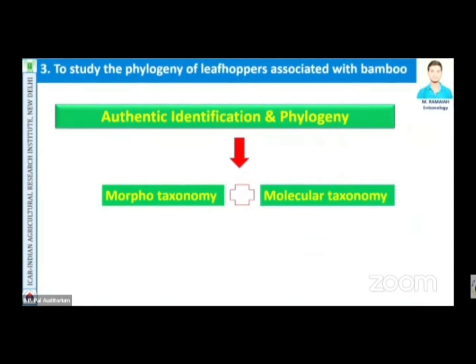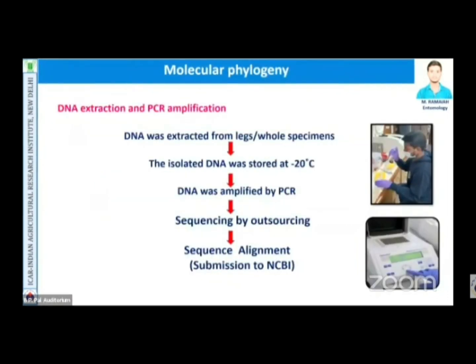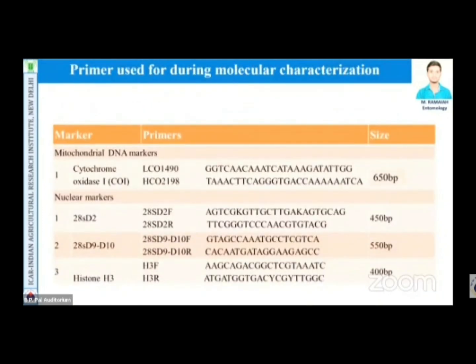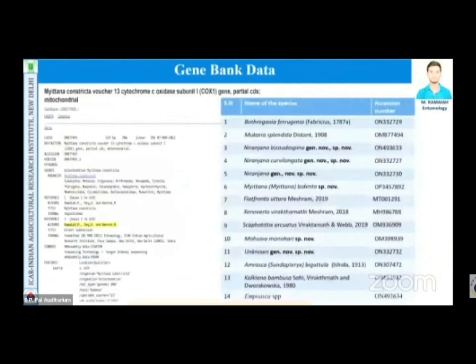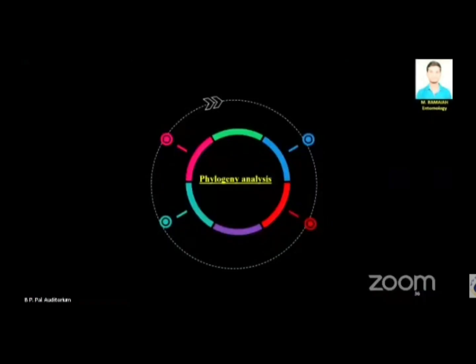For authentic identification, as well as to see the evolutionary relationship, morphotaxonomy should be integrated with molecular taxonomy. In molecular phylogeny, DNA extraction and PCR amplification is the first step. DNA was extracted from the leg or whole specimen and amplified by PCR with different primers, and sequencing was outsourced, and we submitted the sequences to NCBI. These are the different primers used during the study, and more than 60 sequences were submitted to the NCBI.